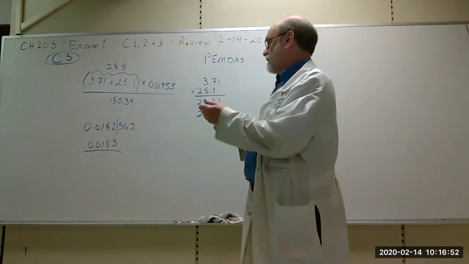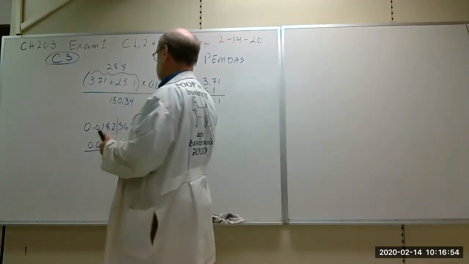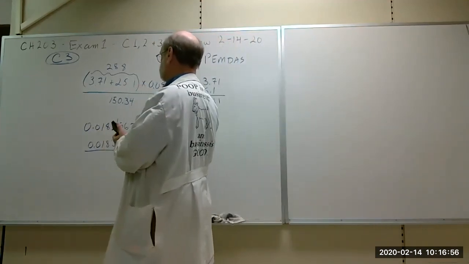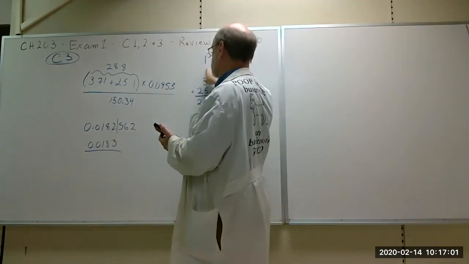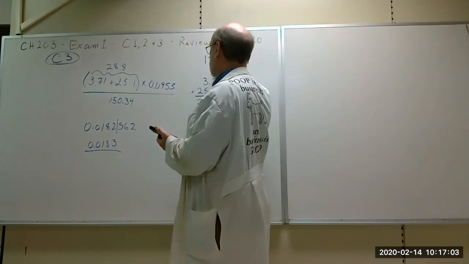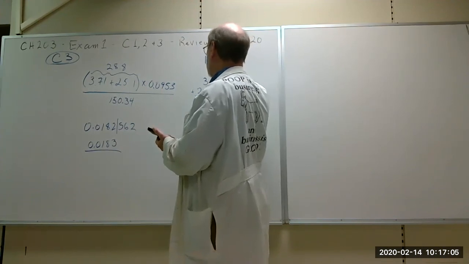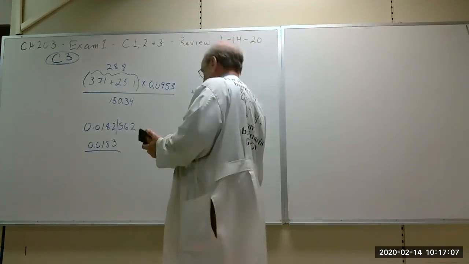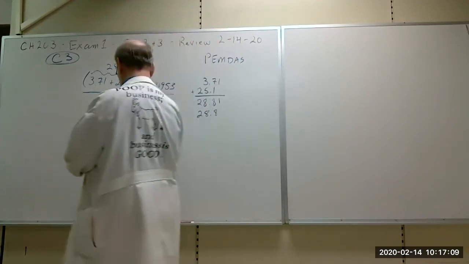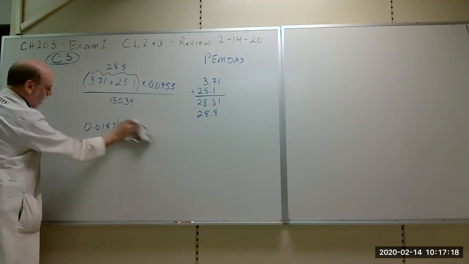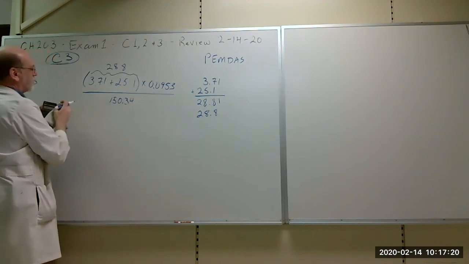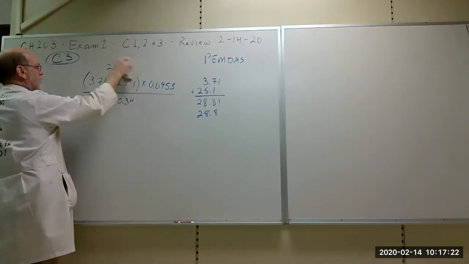Now, without these parentheses, what would we do? Well, no parentheses, no exponents, multiply, divide first. Let's see what that would do to the answer. The answer for this one is 0.0183. Put it over here. Okay. Now let's do it without the parentheses. Say we left the parentheses out.